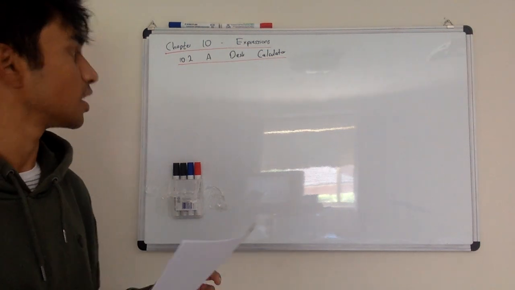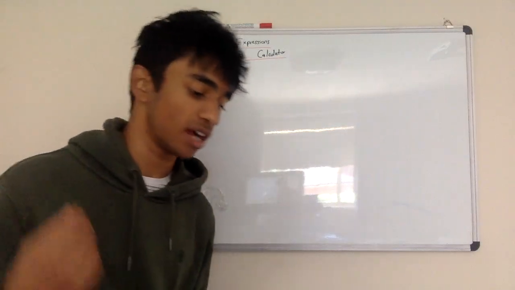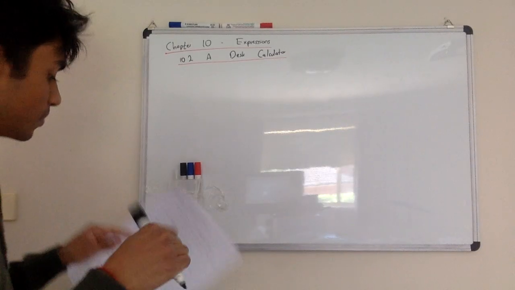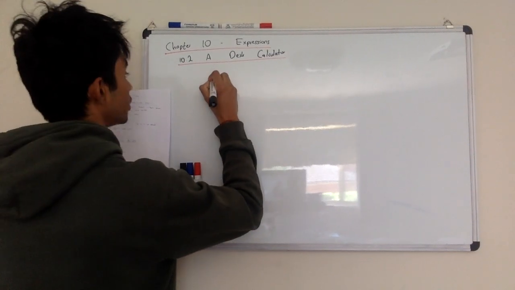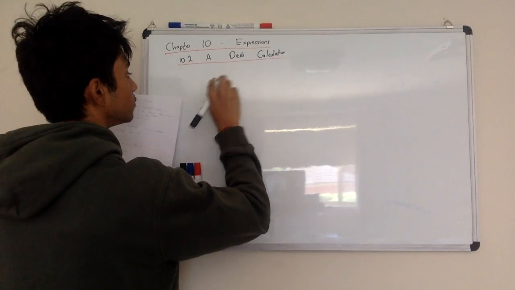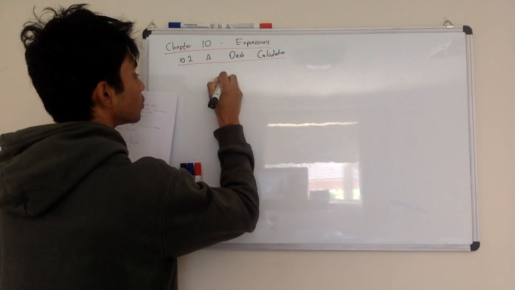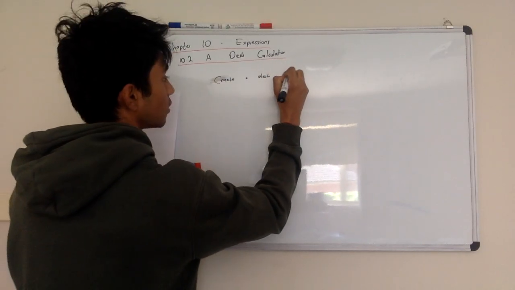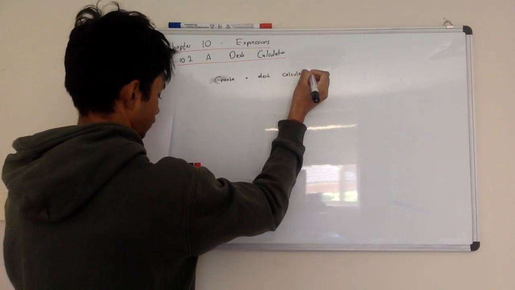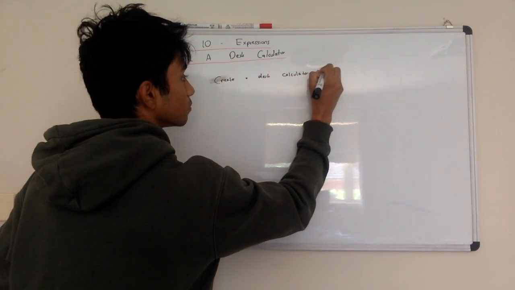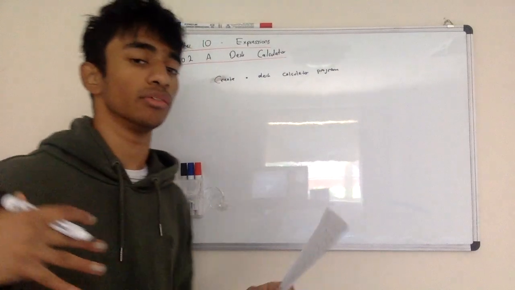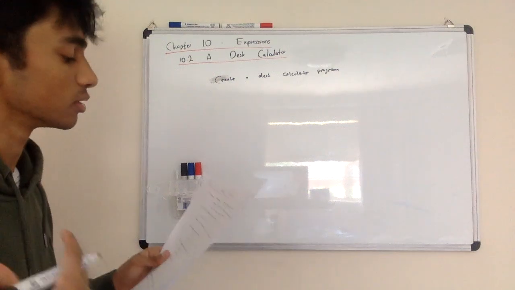10.2 looks at creating a desk calculator program. The premise is we want to create a desk calculator program, something that's capable of adding numbers, multiplying, dividing, and subtracting.